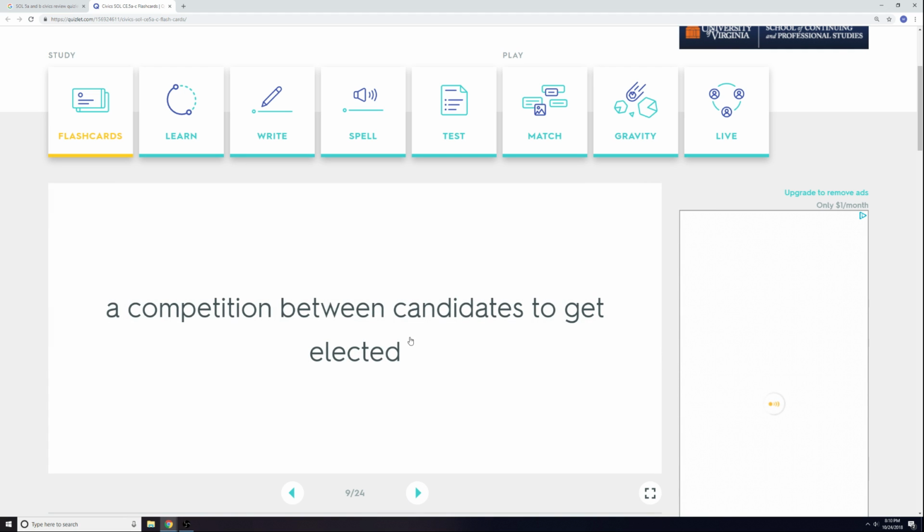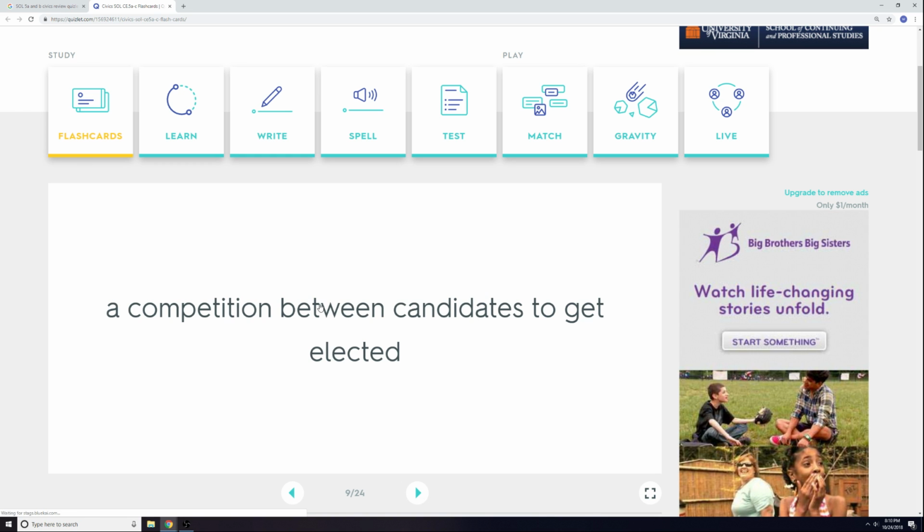Campaign. So that's basically everything they do leading up to the election, where they're making the commercials, doing the speeches, visiting the campaign stops, going all over the state or country. They're basically trying to get people to vote for them.